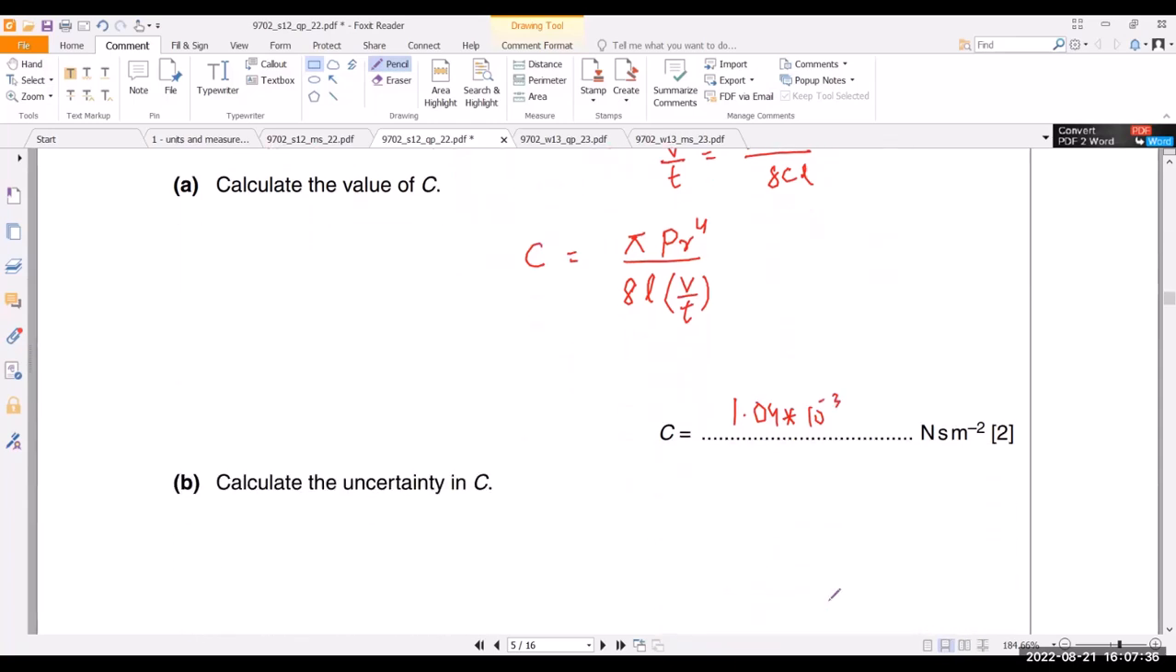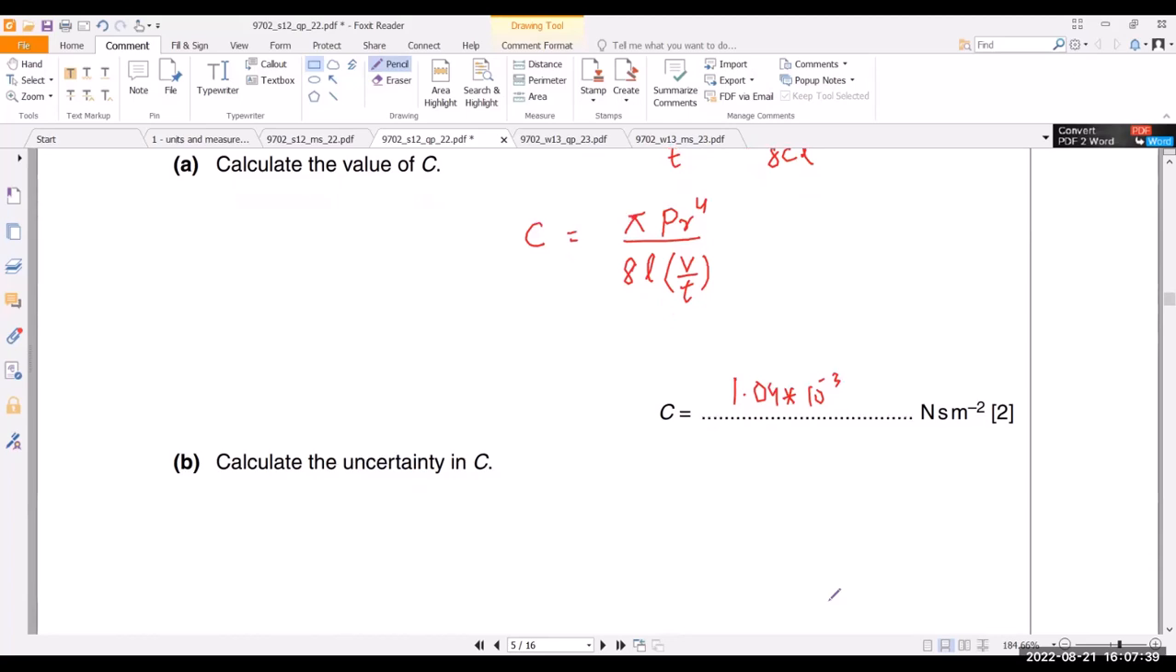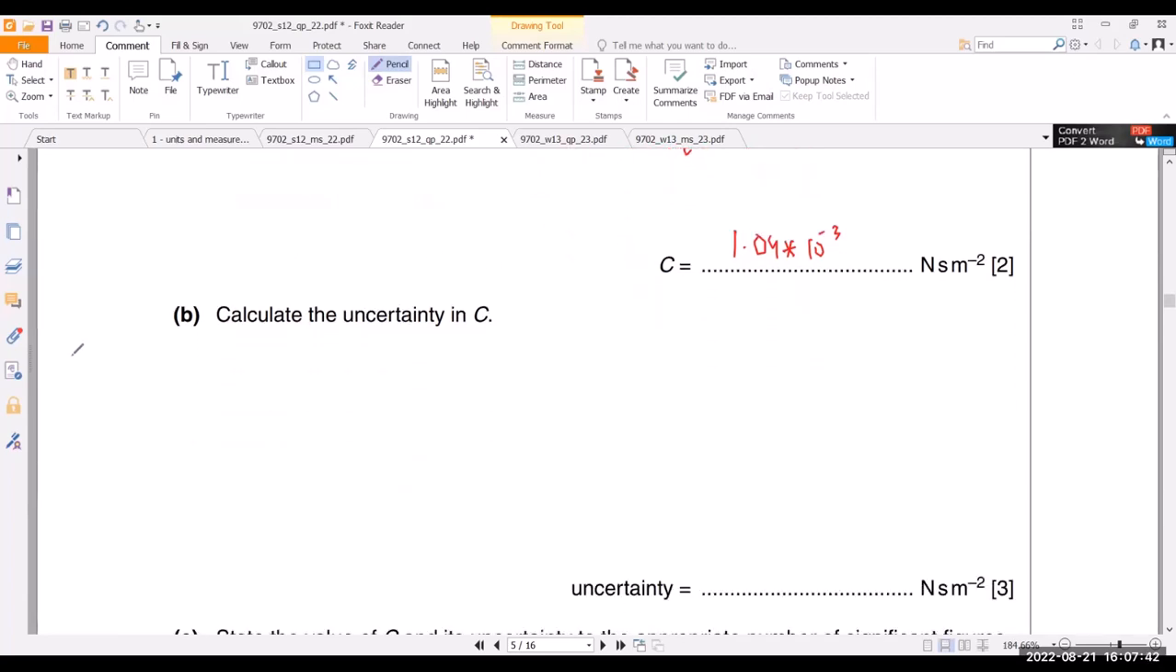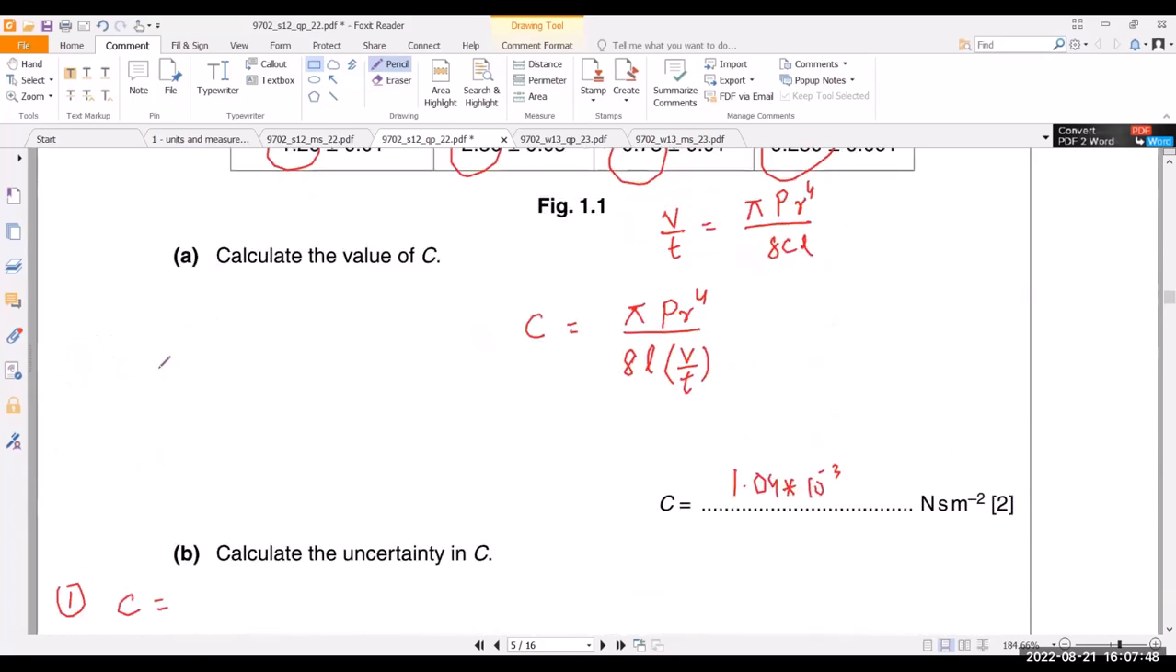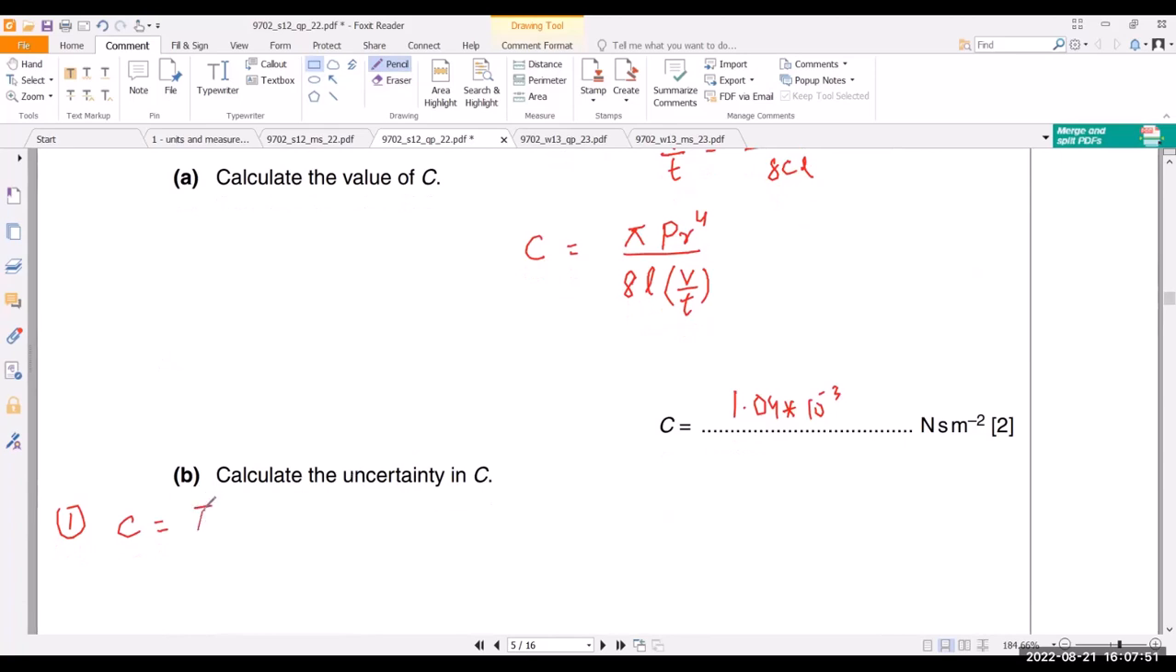Now he's saying to calculate the uncertainty in C. Do it stepwise. Step number one, write the formula. The formula was C is equal to pi P R4 over 8L V over T. When you are going to find the uncertainty, just remove the constant values, because constant values have no uncertainty. So I'm going to remove pi and 8. Now the remaining part is P, R4, L and V over T.